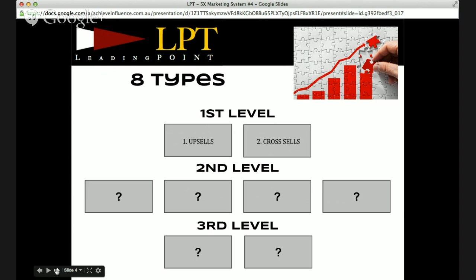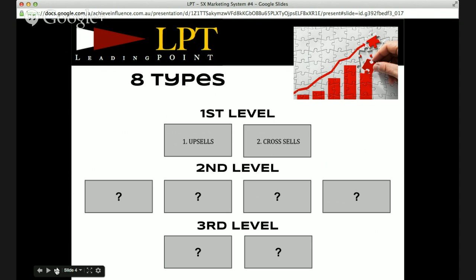There are 8 types of profit increase, and they're broken into 3 different levels. The first, or introductory basic level, are what you've no doubt heard of before: your upsells and then your cross-sells. Then we have the more intermediate level, and there are 4 on that level, and how they link and work together. And at the advanced, or 3rd level, there are 2 very powerful and very influential profit increase types that you need to have sit on the 2nd and the 1st level.